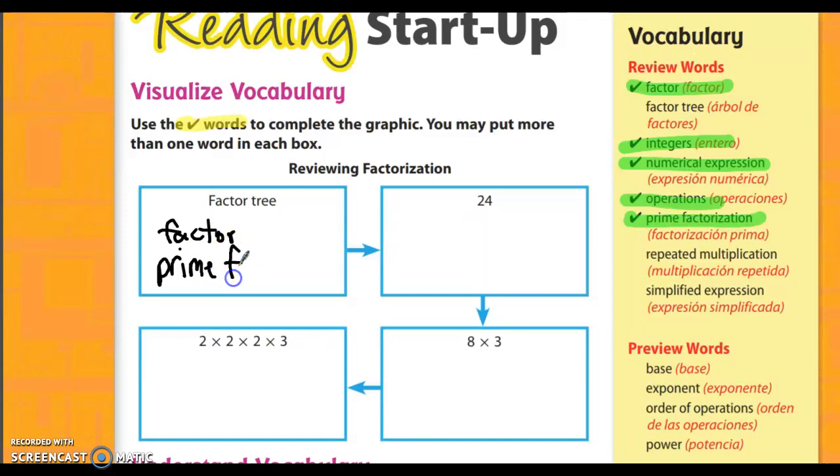Now, we haven't really taught you what prime factorization is yet. We're going to soon. And a picture of prime factorization is this bottom one. 2 times 2 times 2 times 3. That's prime factorization. So I'm going to put that one in here. But there are other words that can go. It's not prime numbers. It's prime factorization. These are all the prime factors. So it's called prime factorization.